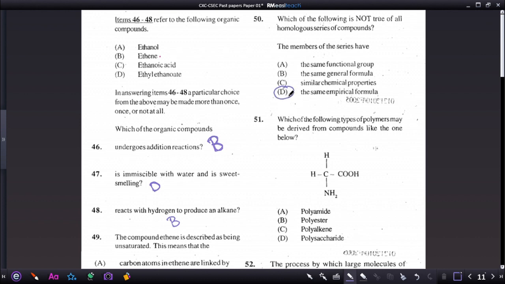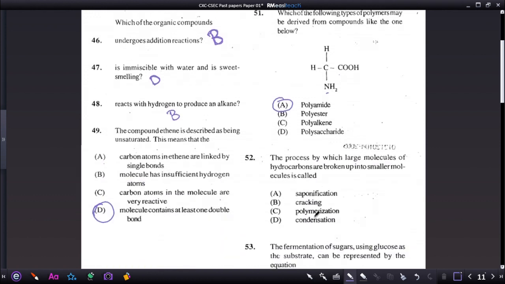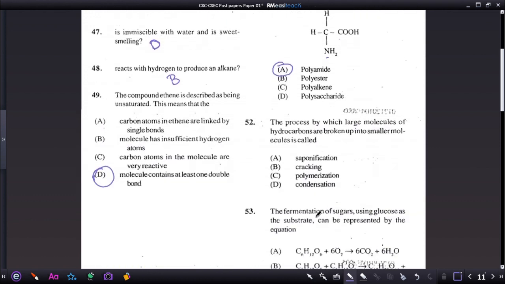51. Which of the following types of polymers may be derived from compounds like the one below? So this is an amino acid. So we have the amino group and the acid group. So it is an amino acid, and the amino acid reacts to form polyamides. So that's A.